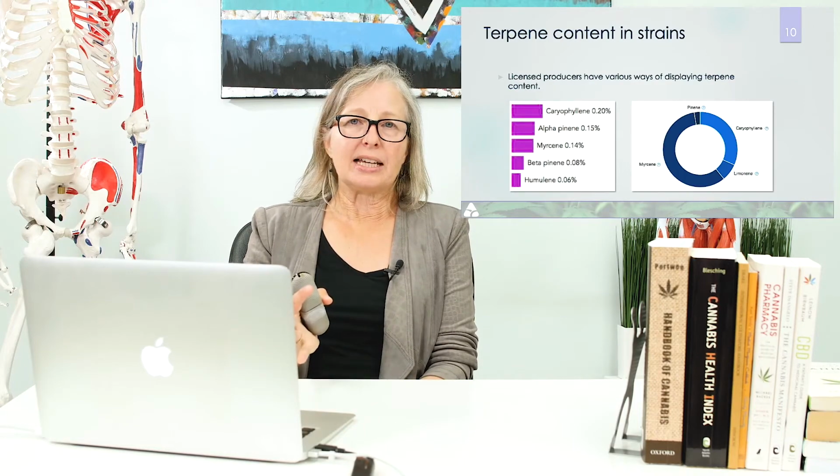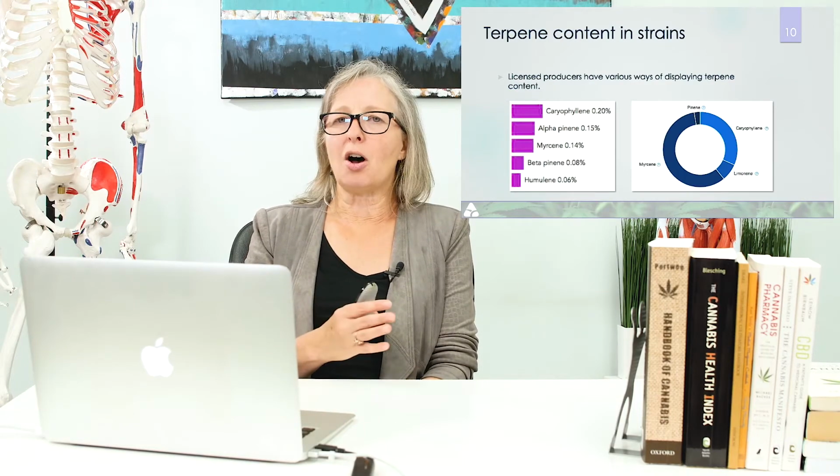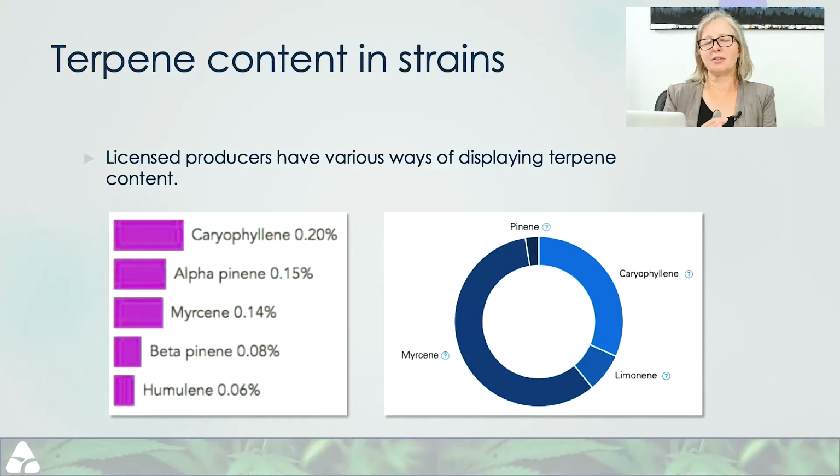So as I said, licensed producers, they're not obligated. It is not the law that they have to disclose their terpene content, but I think most manufacturers now are starting to understand that it gives the consumers a lot more information when they're choosing their product. It also is going to cut down on phone calls and emails to the manufacturer, asking, hey, what's the terpene profile of this product or that product? So they'll put them up on their website in various ways.